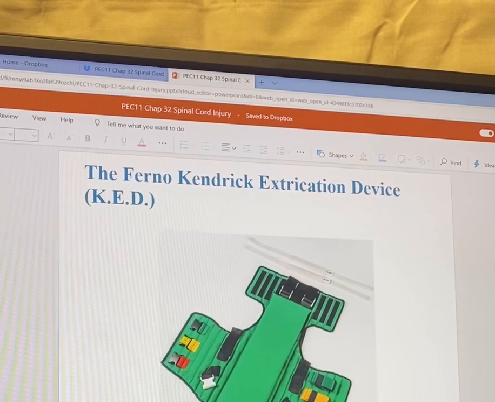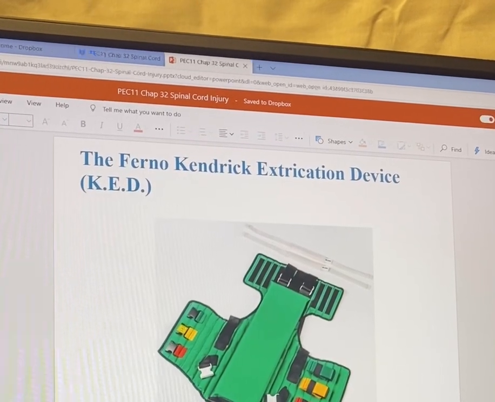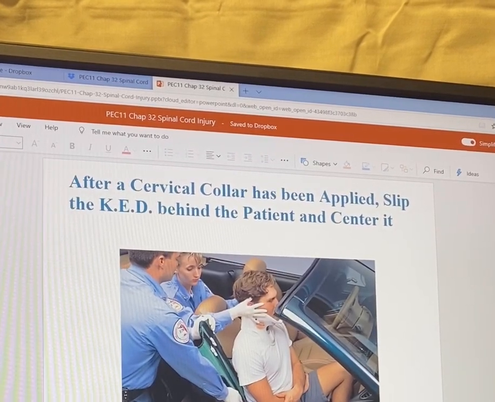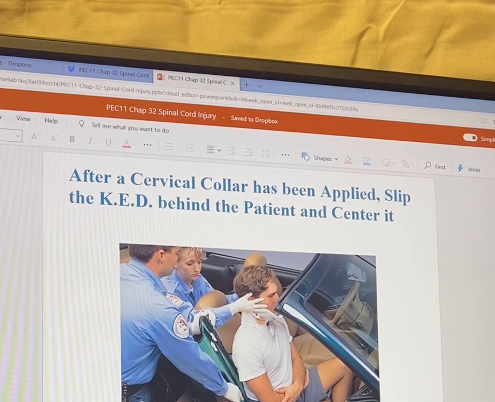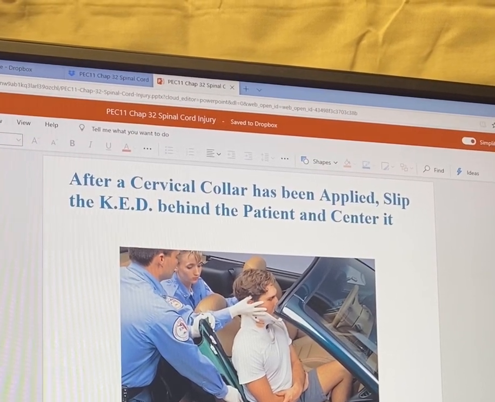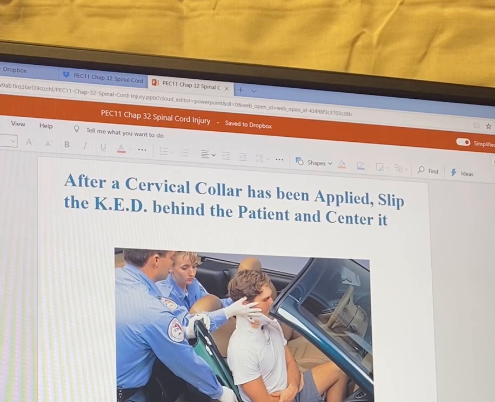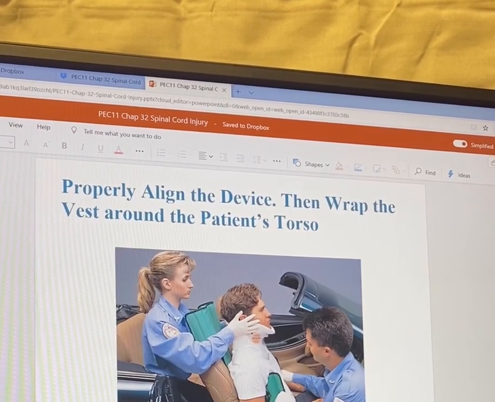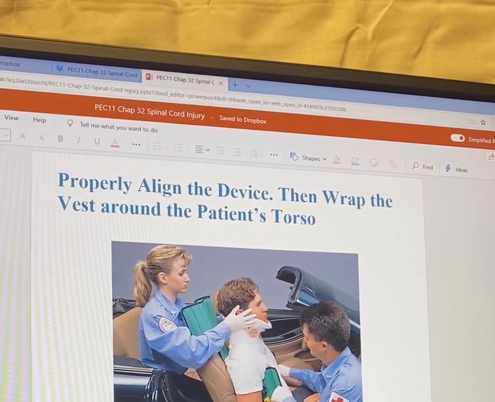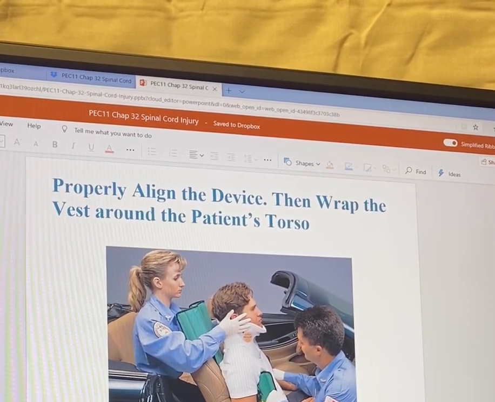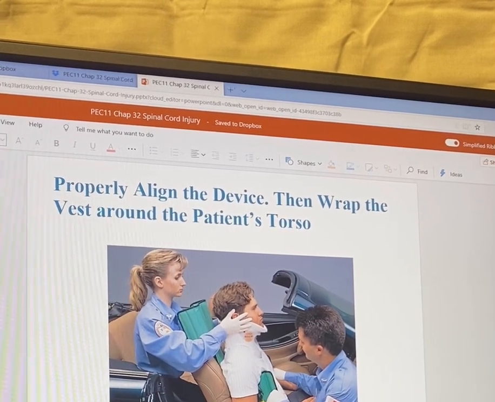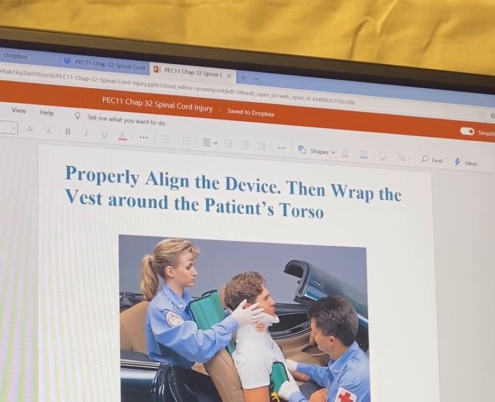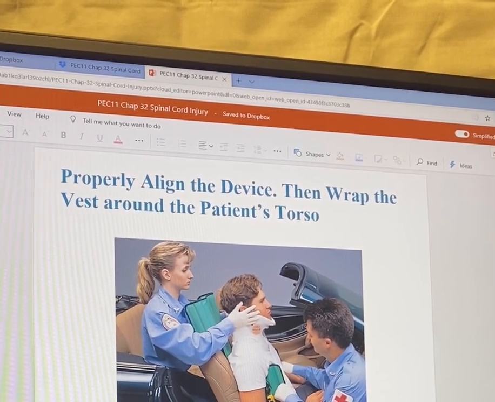Here's your KED. We've already gone over this. Inline stabilization, PMS, put your C collar on. Position the short spine device behind the patient. Examine the back. Be careful that the EMT who is holding inline stabilization does not move the patient excessively. Slide the board behind the patient as far into the seat as you can. The top of the board should be level with the patient's head, and the bottom of the board should not extend past the coccyx. The body flap should fit snugly under the patient's armpits.